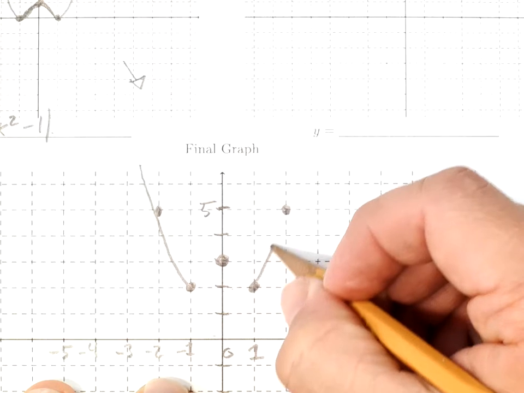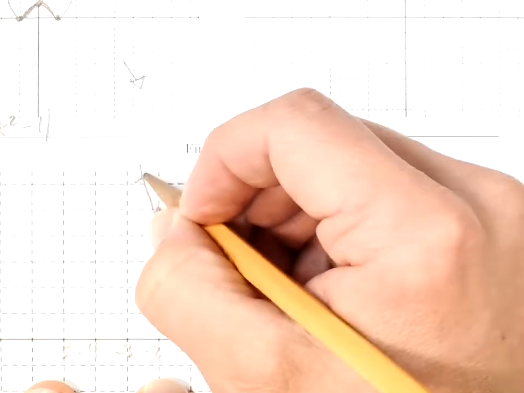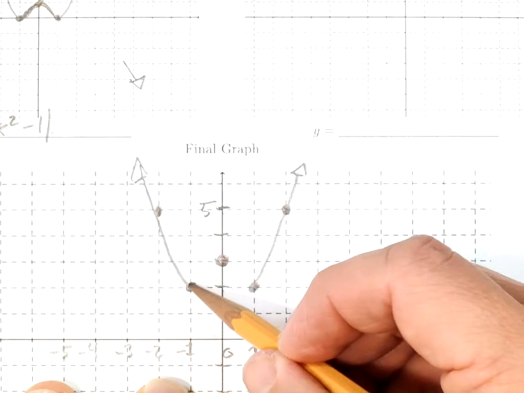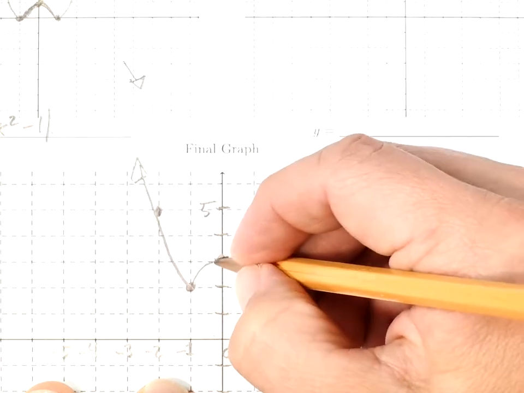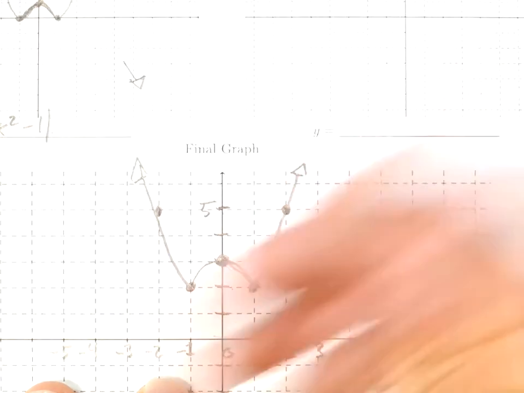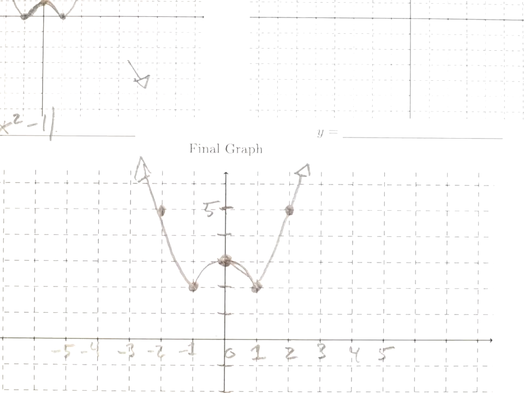Draw my graph again. Draw these sides first because they're a little easier. And my parabola looking like that. That looks pretty good. It's not going to win any awards, but it's pretty nice.